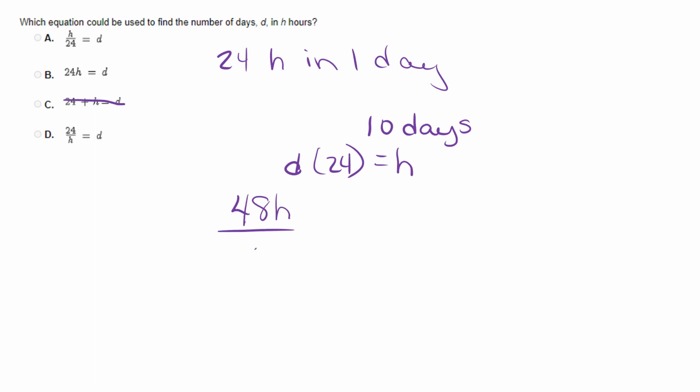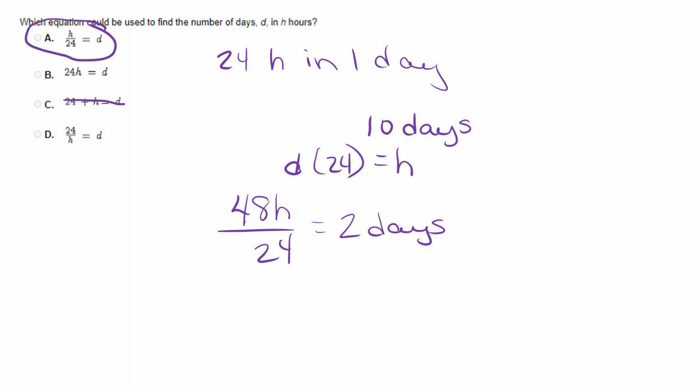I know that there are 24 hours in the day, so 48 divided by 24 would give me 2 days. Okay, here we go. So I'm going to take the number of hours divided by 24, because I know that's how many are in a day, equals the number of days.